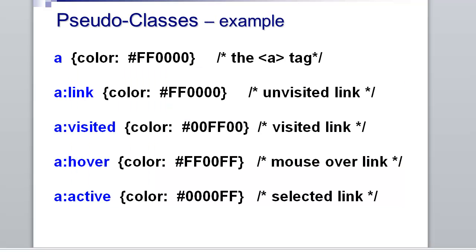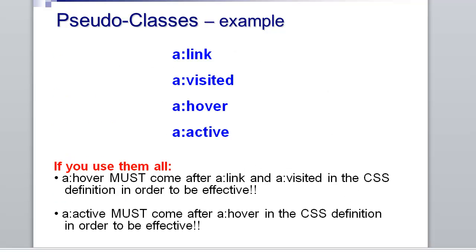So here is an example of the syntax of a pseudo-class. After the tag itself, the A tag specifically, it would be a colon and then the name of the pseudo-class, as opposed to a period. So we can change the colors of the different aspects of the A tag. There are some rules. If you do change the color of all four of these states, they must go in a certain order.